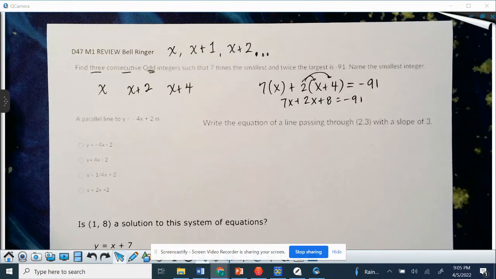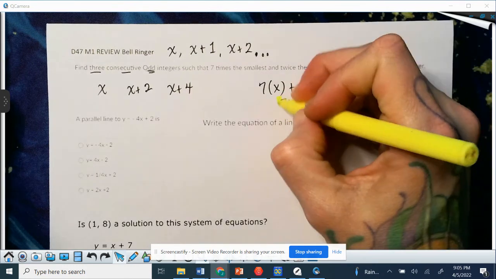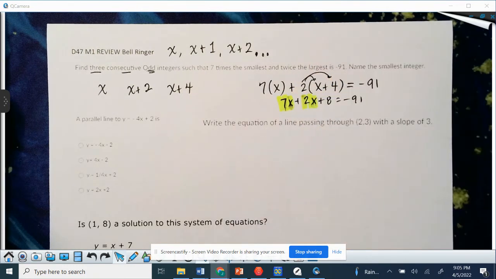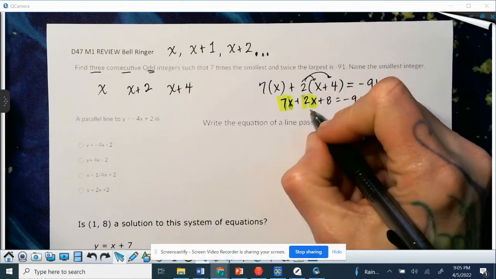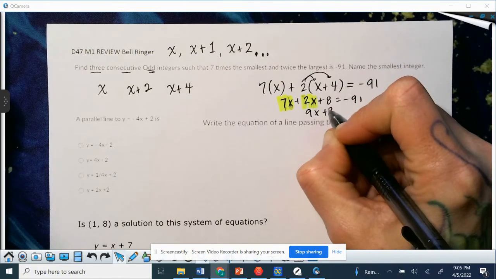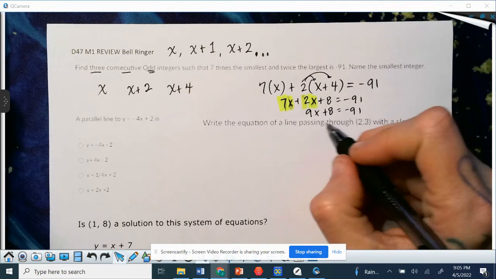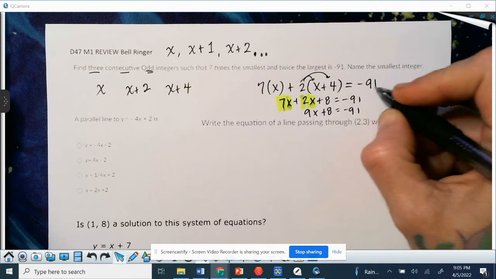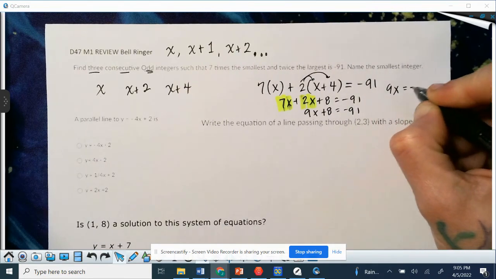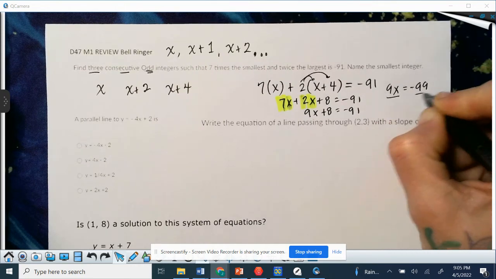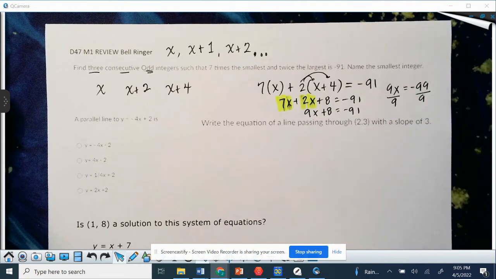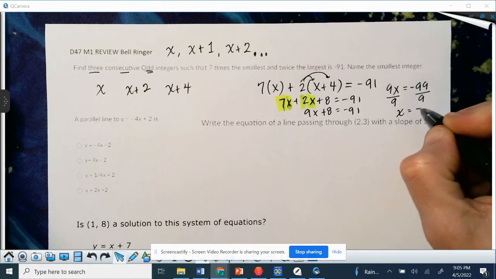We're going to clean up. So combine like terms first on this side before we start solving this equation. So that's going to give me 9x plus 8 equals a negative 91. I'm going to subtract 8 from both sides, which will give me 9x equals a negative 99. So we're going to divide by 9, and x is going to equal a negative 11.